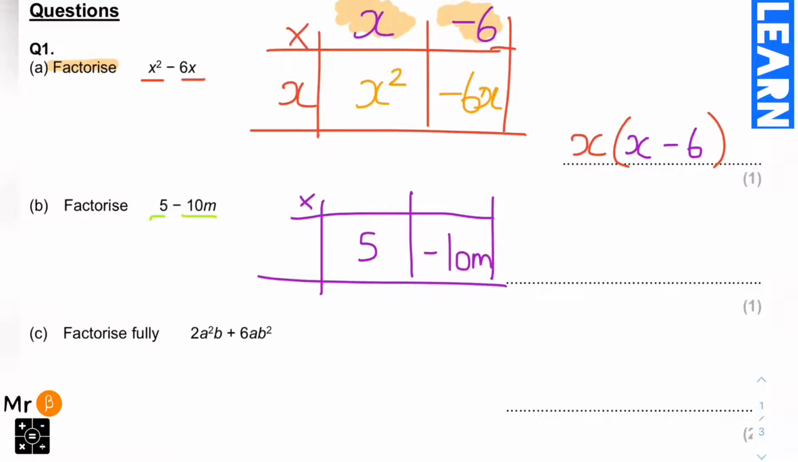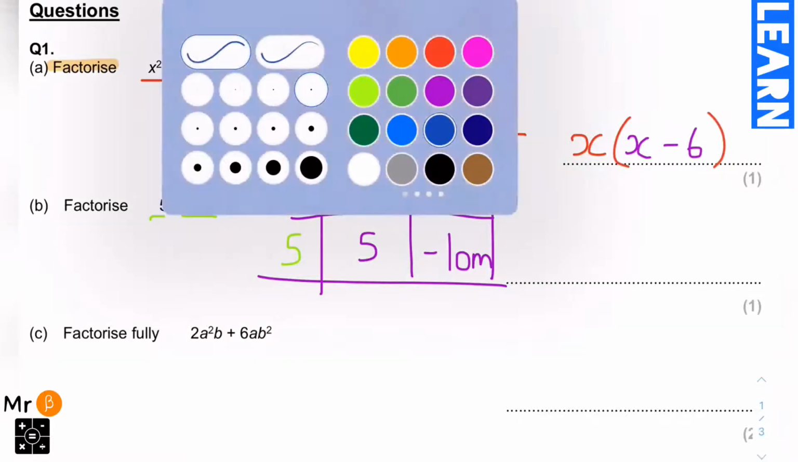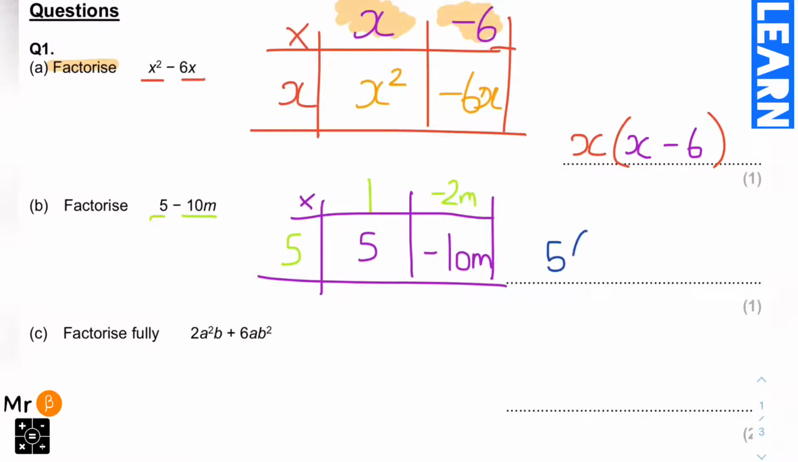So again here we can notice that our highest common factor of those two terms is 5. And then 5 times 1 gives us 5, and 5 times negative 2m gives you negative 10m. So therefore your answer is 5 brackets 1 minus 2m.